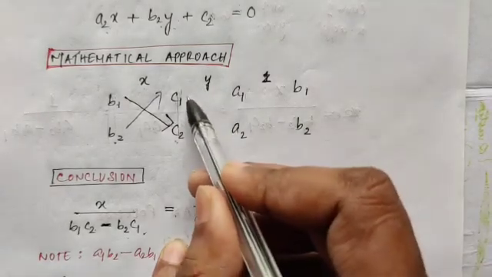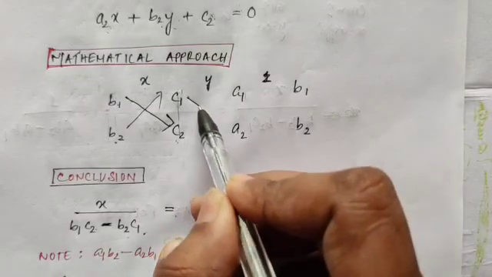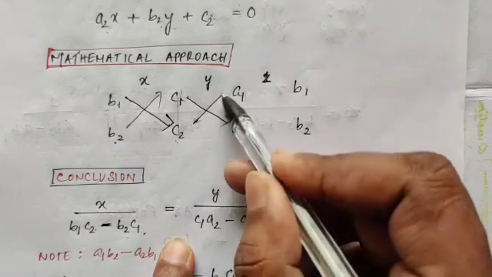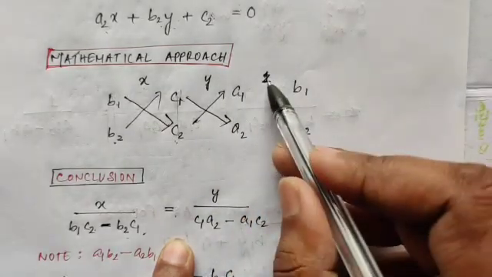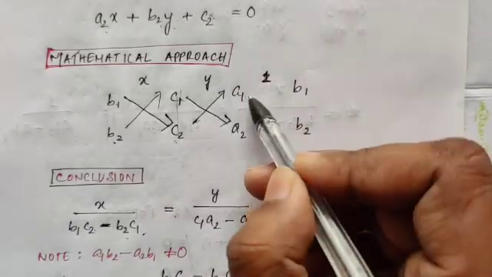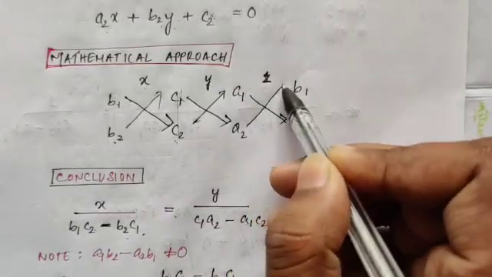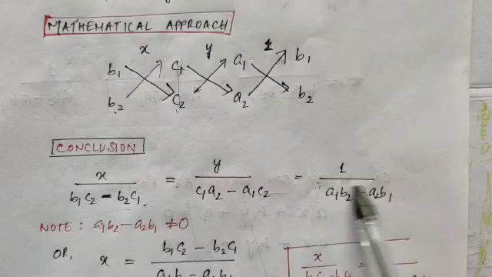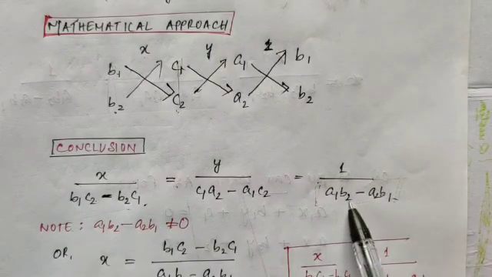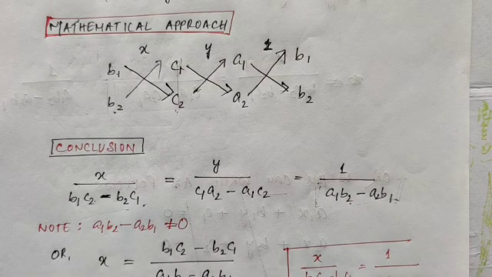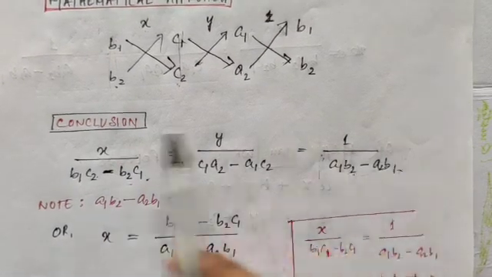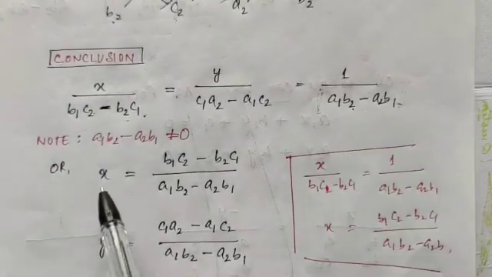Then y by, again to get the y factor you have to multiply from up to down: c1 into a2 minus c2 into a1. Again, the constant you express by 1 always, so a1 b2 minus a2 b1, you have to express in this way. Note that this factor is not equal to 0. Keep this in mind. If it is equal to 0, then there will be no solution. So this ratio you can simplify and get the value of x in this way.